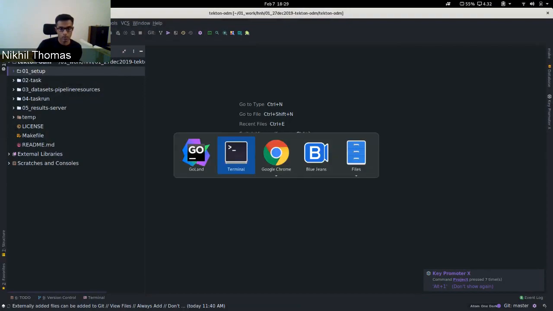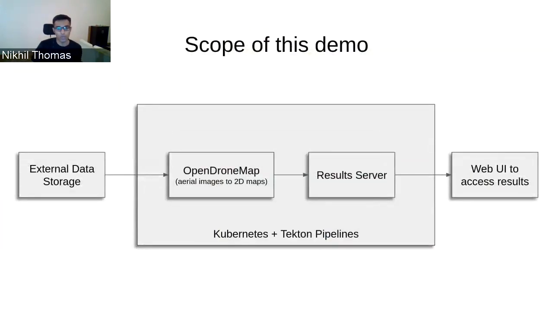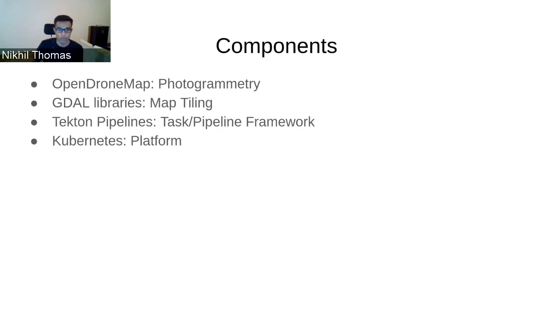As we can see in this demo, I'm going to use an external storage as my data source, and I'm going to use OpenDroneMap to convert the images into a 2D map. I'm going to use a result server to publish my results, and it's going to run on Kubernetes with the help of Tekton pipelines. Photogrammetry is run using OpenDroneMap, and I'm going to use GDAL libraries for map tiling. Map tiling is the process of optimizing the output for viewing on a browser. Tekton pipelines is used as the task and pipeline framework, and Kubernetes is the platform.